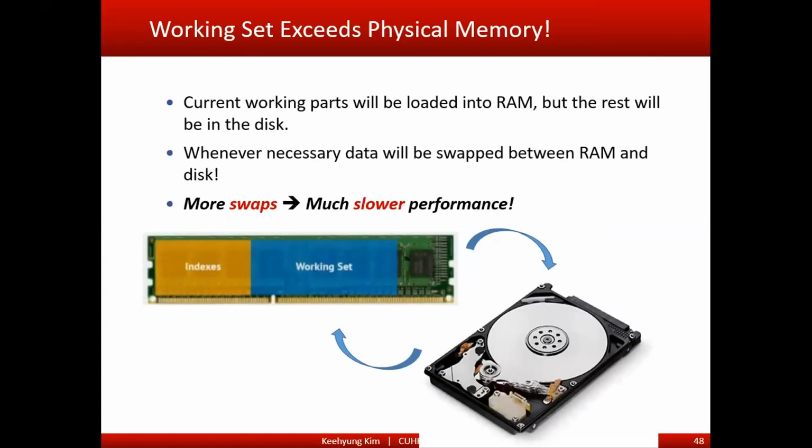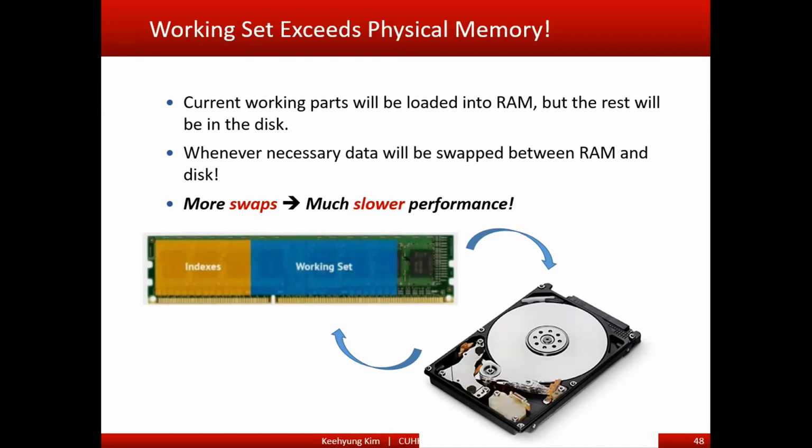If that happens, some of the parts in the collection will be loaded into RAM. However, the remaining parts of the collection will still be in the hard disk drive. Whenever we need that part, swapping will happen. The necessary data will be loaded back into the RAM, and the currently working parts will be saved back into the hard disk drive. That's what we call swap in the computer system. The thing is, if there are more swaps, the performance will decrease. That's the main thing.